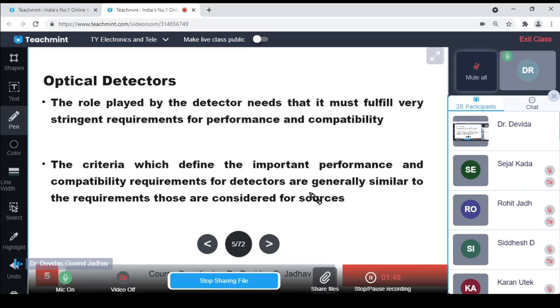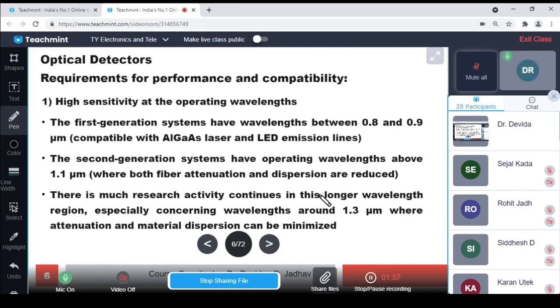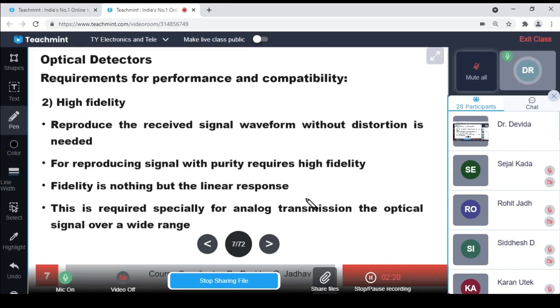The role of the detector is such that it needs to fulfill very stringent requirements, and those requirements are the same as the source requirements. Then what are the requirements? High sensitivity. As the wavelength increases, the attenuation and dispersion decrease. So first generation 0.9 micrometer and second generation 1.1 micrometer, attenuation and dispersion reduced. So it is advantageous, and 1.3 micrometer research is going on, and it will further reduce the attenuation and material dispersion.